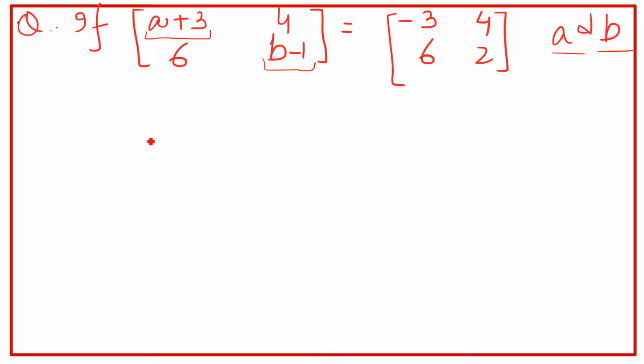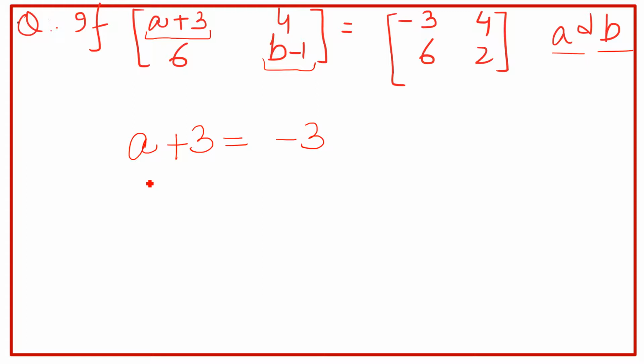So first of all, we have to find out the value of A plus 3 equal to this corresponding entry, minus 3, right? Do not say that A plus 3 is equal to 6 or A plus 3 is equal to 4. Corresponding entries. A plus 3 is equal to negative 3. So we want the value of only A. We do not want this 3 here, right? So what is the rule? We have to get rid of this 3.